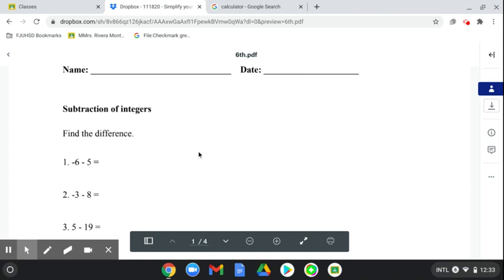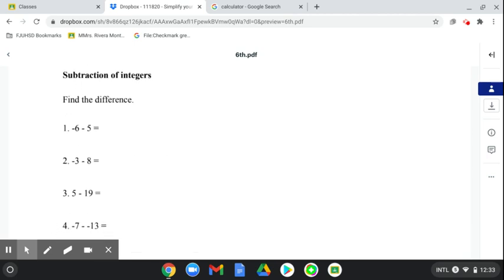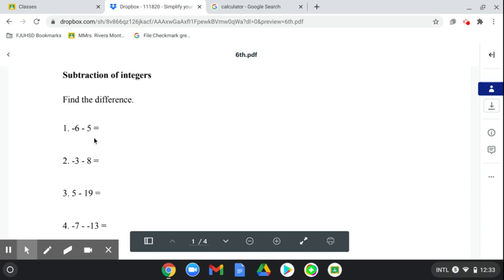Hello everybody, so today we're going to be starting off with the subtraction of integers. Now the subtraction of integers is pretty basic stuff. It's just subtracting negatives is what we're doing right now. So it's -6 minus 5, which is just -11.